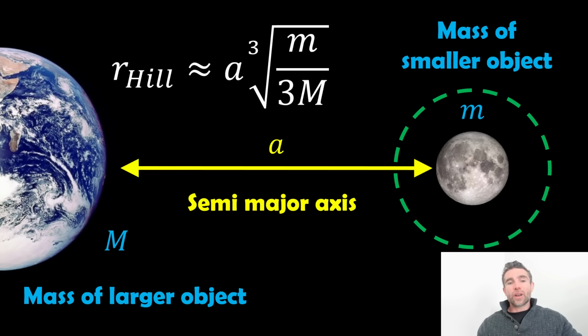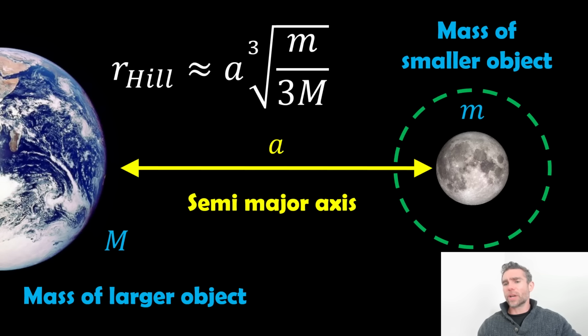So we can see straight away that if we get further away from the larger object, we have a larger Hill sphere. If we have a larger mass of the smaller object, we have a larger Hill sphere. If we have a larger mass of the actual planet, then we'd have a smaller one. I think the example I've given here is the Hill sphere around the moon, so it's a little bit different to what I was just talking about.